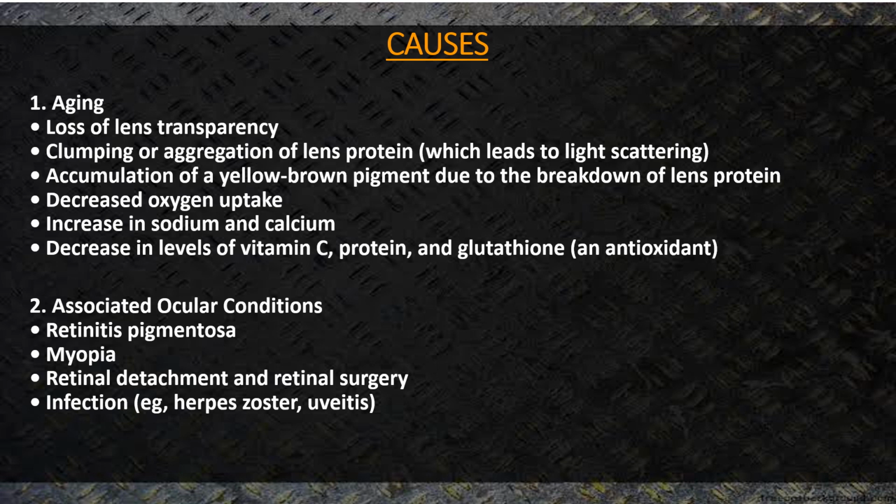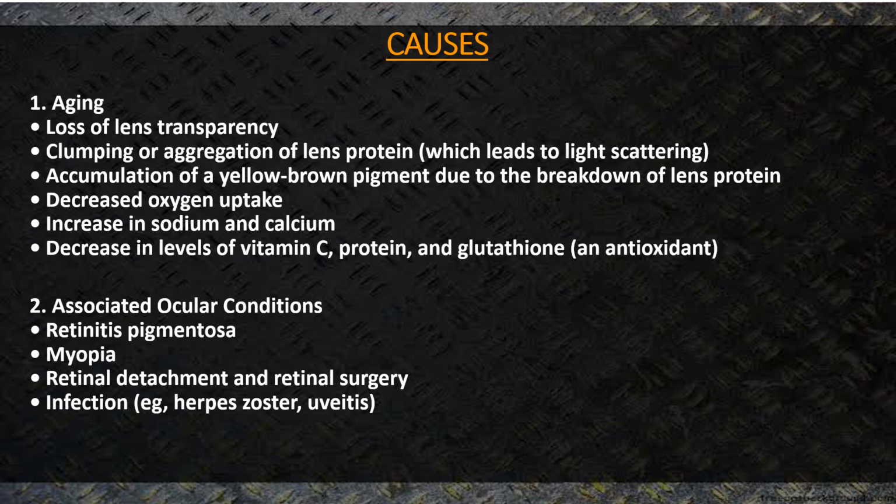Coming to the various causes of cataract, first one is aging, in which we have various subtopics. That is loss of lens transparency. That means the lens will be hazy. Clumping or aggregation of lens protein. That means there will be accumulation of lens protein. What it will do? It will lead to light scattering. Again, accumulation of a yellow-brown pigment due to the breakdown of lens protein. Decreased oxygen uptake, increase in sodium and calcium, decrease in levels of vitamin C, protein, glutathione and antioxidants. With the aging, these kinds of problems will be seen in the patient.